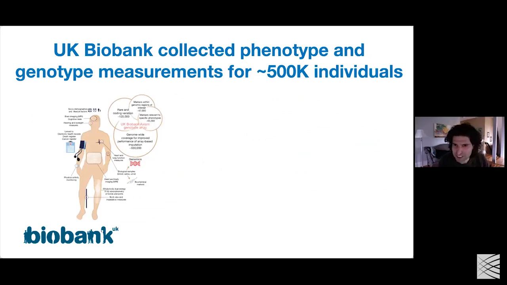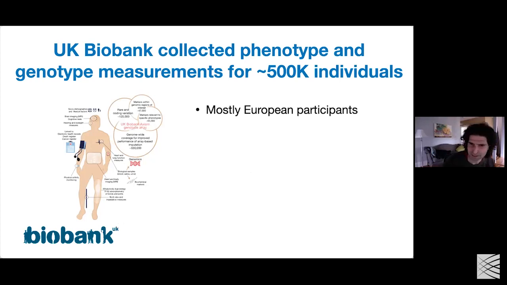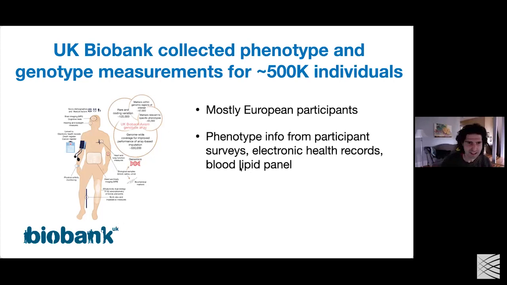Our goal was to leverage available biobank scale genotype and phenotype data to survey this landscape. In particular, we were motivated to use the UK Biobank, which collected extensive phenotype and genotype measurements for approximately 500,000 participants. Hopefully these are some reminders to this audience, but most of the participants are white Europeans with about 10,000 participants from other continental ancestries. Phenotype information was collected from a variety of sources, including participant surveys, linked electronic health records, and measurements from blood samples.